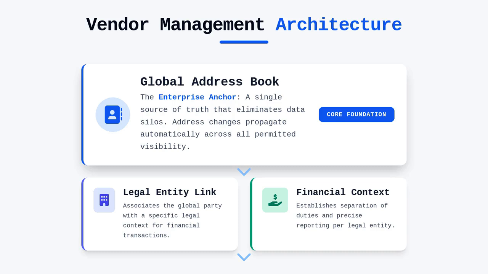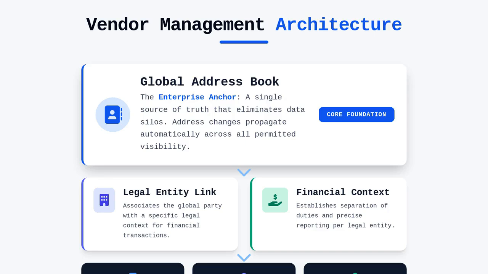When creating a vendor record, you must first associate the vendor with a specific legal entity, which then becomes the primary context for their financial interactions. This relationship creates a clear separation of duties and reporting while maintaining a single, unified view of the party across your corporate landscape. Properly managing these party records is the foundational step in mitigating risk and ensuring that your accounts payable documentation is audit-ready at all times.